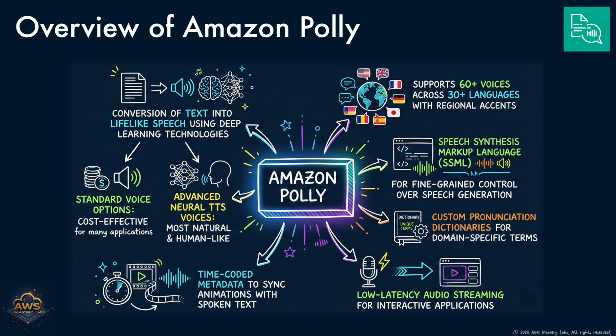SSML allows you to fine-tune intonation, pauses, volume, and pronunciation, bringing your audio output closer to how a human speaker would deliver it. With lexicon management, you can create custom pronunciation dictionaries. This is especially useful for brand names, acronyms, or industry-specific terminology that may not be pronounced correctly by default.